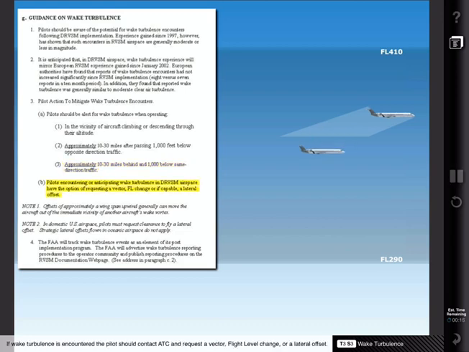If wake turbulence is encountered, the pilot should contact ATC and request a vector, flight level change, or a lateral offset. Requesting an FMS lateral offset is an effective way to avoid wake turbulence.